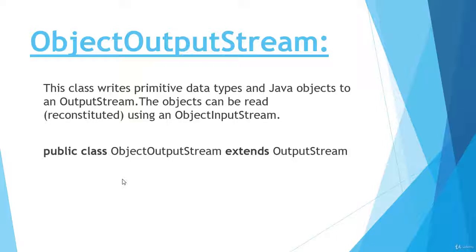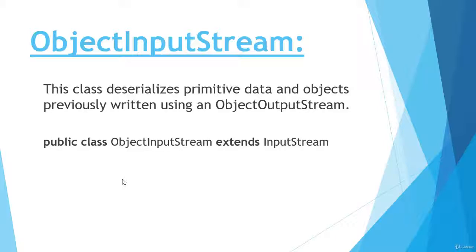First of all, the ObjectOutputStream class. This class writes primitive data types and Java objects to an output stream. This object can be read using the object input stream. So this class helps us write primitive data types as well as Java objects to the output stream, and we can read this data using the object input stream. The object input stream class deserializes primitive data and objects previously written using the object output stream class. If we want to read that data, we use the object input stream class, and this class extends the input stream class. We know that.